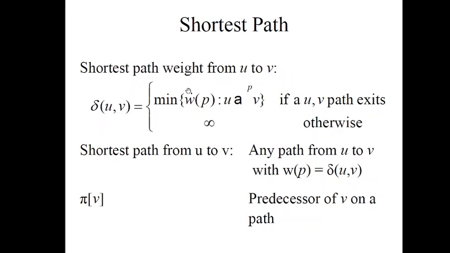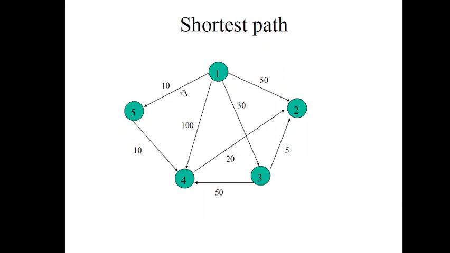Let delta u v be the shortest path weight from u to v. If there exists a path from u to v, then we will compute the weight of all such paths, and the minimum will be chosen; that is delta u v. If there is no such path, then it is infinity, a very large value. A shortest path from u to v is any path from u to v where the weight of that path is the smallest one, that is delta u comma v. For algorithmic purposes, we use one more variable, pi of v, as with our previous graph search algorithms. Pi denotes the predecessor or the parent of v on the path. And this is a directed graph.